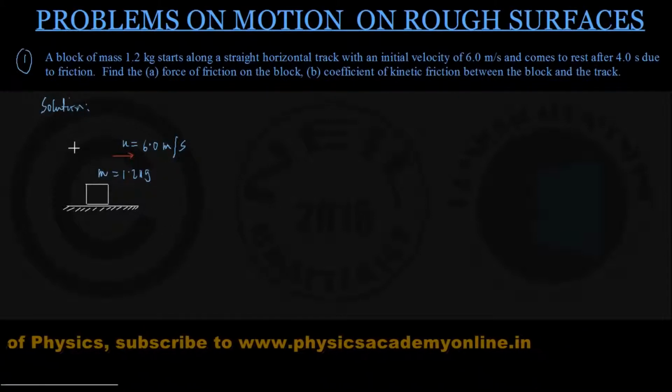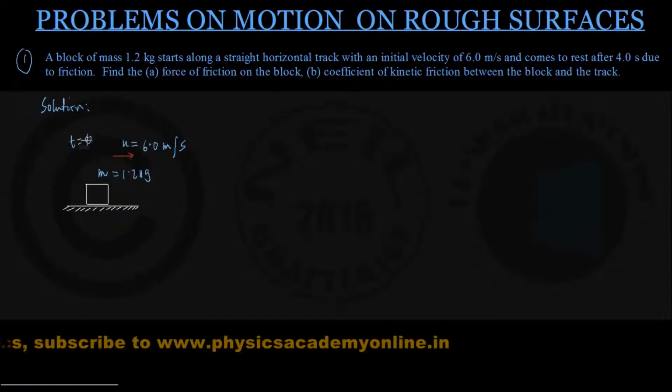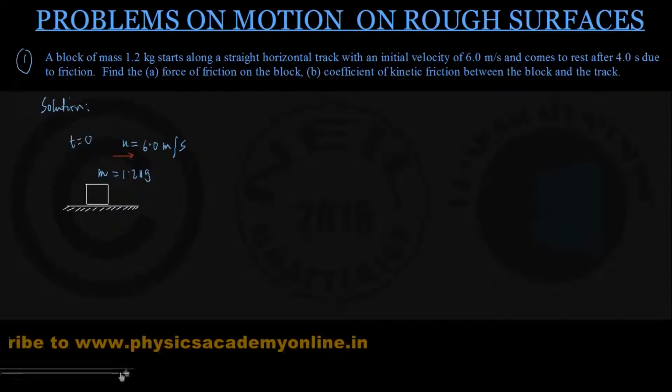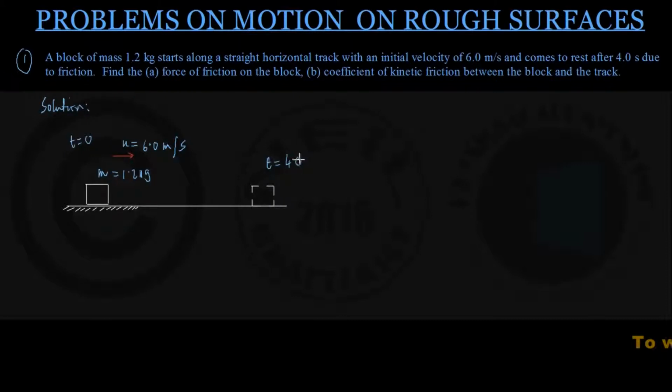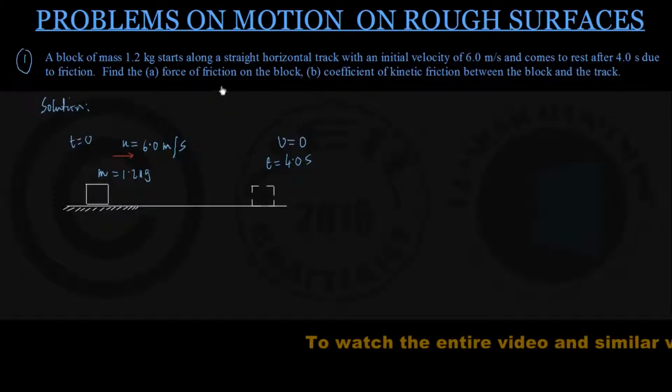At the very beginning, suppose time was 0, and at a later time after 4 seconds, suppose the block has come somewhere here along the horizontal track and it has come to rest at this point, right? So this is the time according to the question. This time is 4.0 seconds. It has come to rest. It means its final velocity v is 0. So the question says find the frictional force acting on the block.